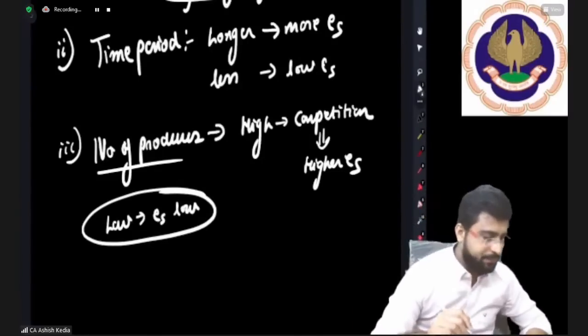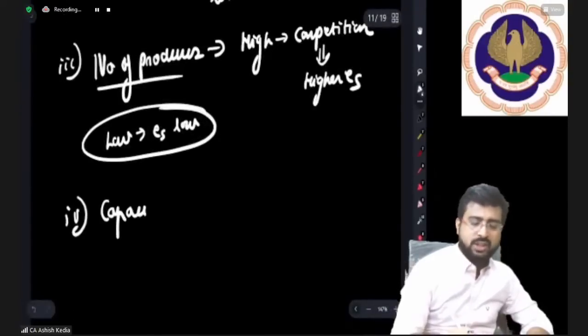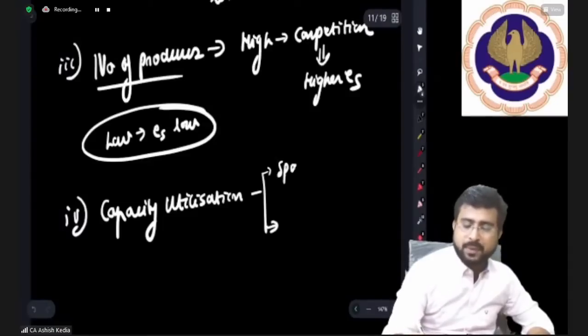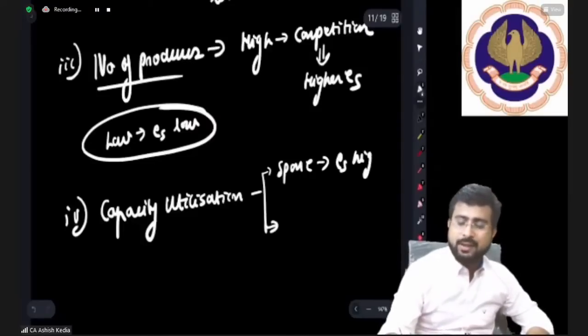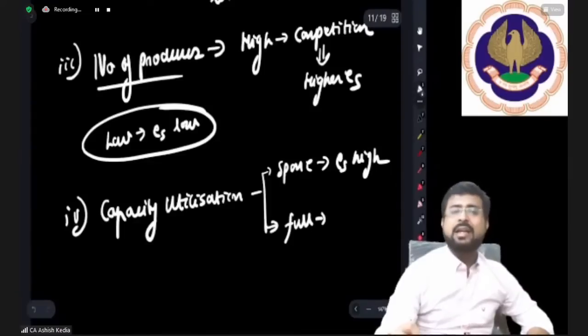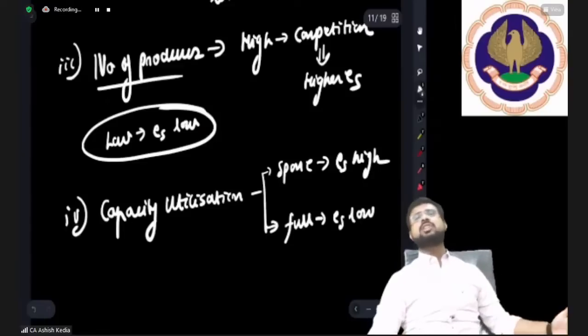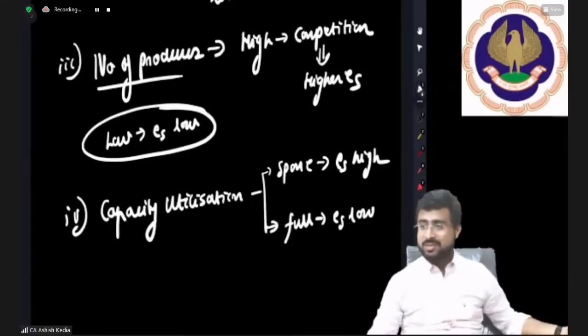Point number 3. Okay. Point number 4, capacity utilization. You see, you have to see whether the firm is operating at full capacity or not. If the firm has a lot of spare capacity, then it can change its supply, so elasticity of supply is going to be high. But if it is already operating at full capacity, then elasticity of supply is going to be low, because if we are already using the factory fully, then we may not be able to increase supply much.